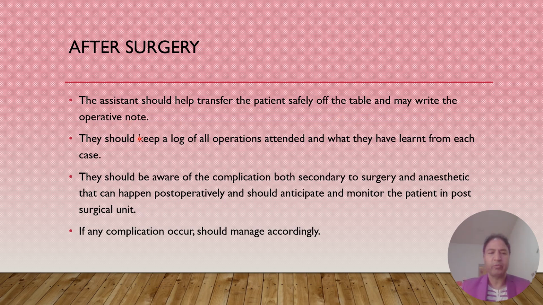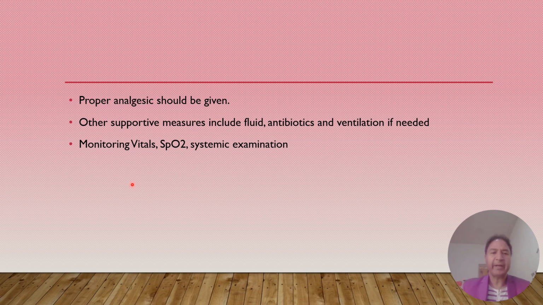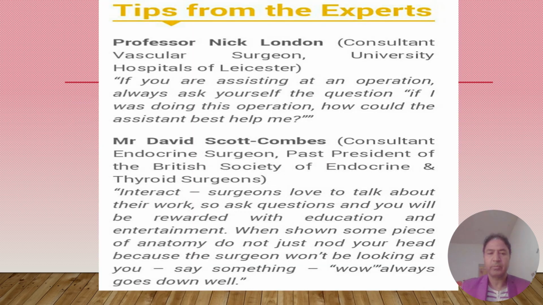Then we have after surgery. The assistant should help transfer the patient safely off the table and may write the operative note. They should keep a log of all operations attended and what they have learned from each case. They should be aware of complications, both secondary to surgery and anesthetic, that can happen post-operatively, and should anticipate and monitor the patient in the post-surgical unit. If any complication occurs, they should manage accordingly. Proper analgesic should be given. Other supportive measures include fluid, antibiotic, ventilation if needed, monitoring vitals, SpO2, and systemic examination.